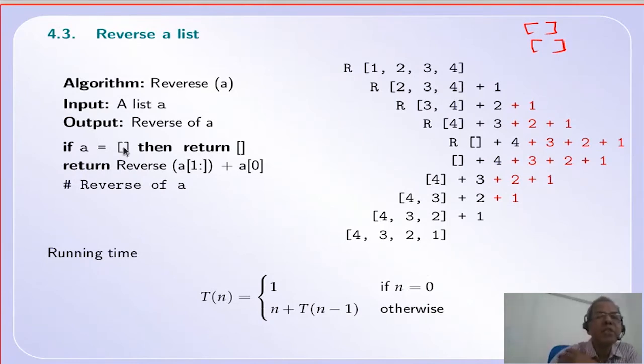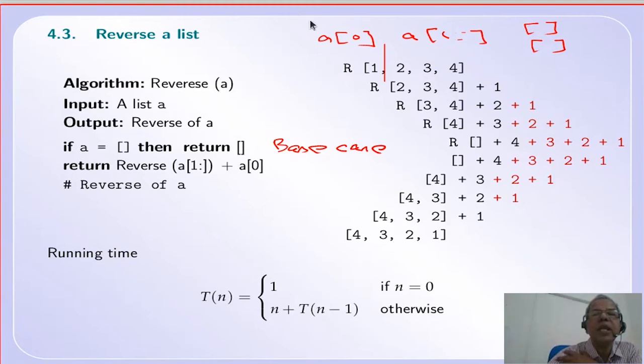Let us write a simple, straightforward recursive algorithm. The base case is if A is empty, then return empty. How will you reverse if it is non-empty? I deconstruct this into head and tail. A at 0 is the head in Python notation. A at 1 to the end is the tail.